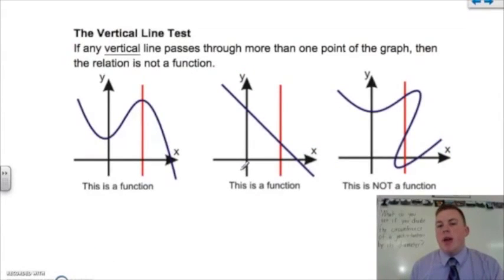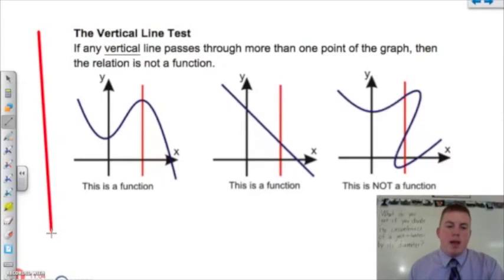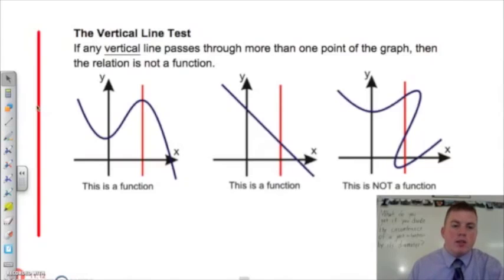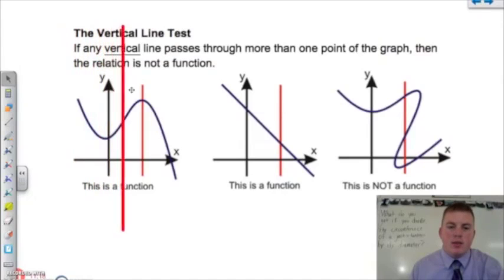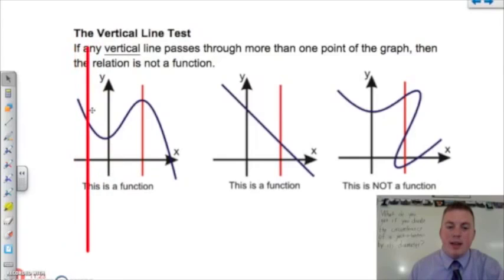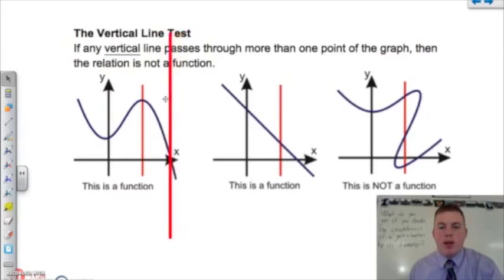If we have a graph, we have something called a vertical line test, where if we pass through more than one point on a graph, then the relation is not a function. What you might also hear this called is the pencil test, because what is easy for you guys to do is take your pencil across a graph and drag it across the graph. Now, if that pencil or that line crosses the graph more than once at the same time, it's going to be not a function.